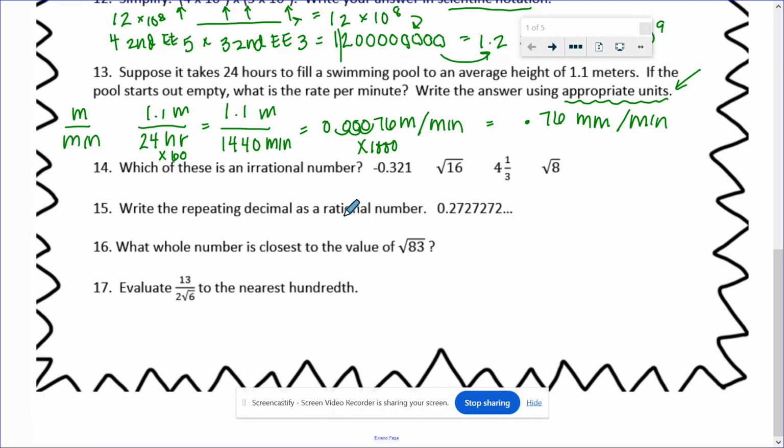Number 14, which of these is an irrational number? Well, this number here, it terminates. It comes to an end. So that is a rational number. So that is definitely not irrational.